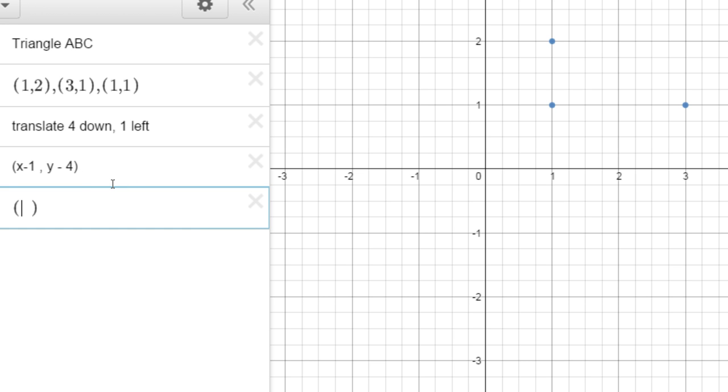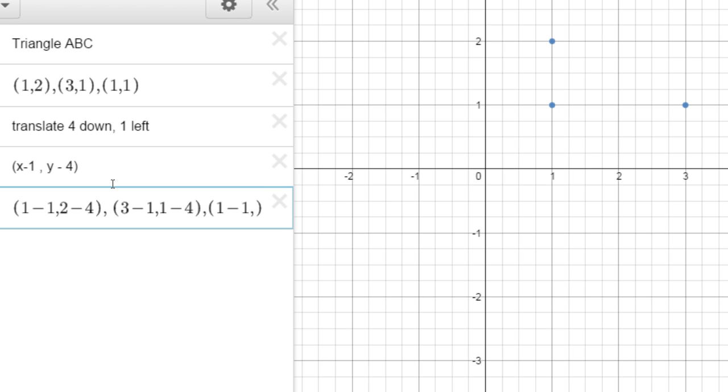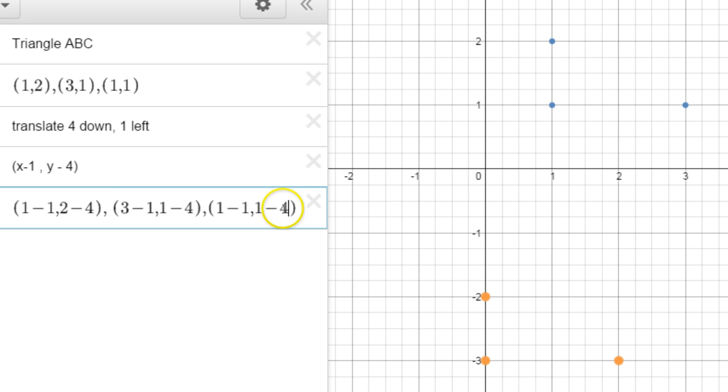So what I would be doing is going 1 minus 1, comma, 2 minus 4. That would be the new point right there. Okay, and then the next point would be 3 minus 1, comma, 1 minus 4. And as you can see, it definitely translates to the new image. You have to make sure you put in the commas as you go. 1 minus 1, comma, 1 minus 4. And voila, I have successfully translated this triangle from this position, the pre-image, to this position.